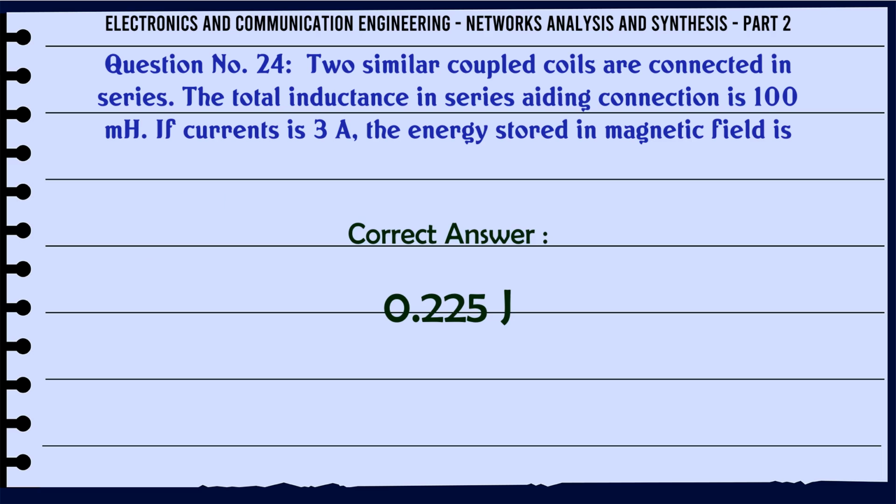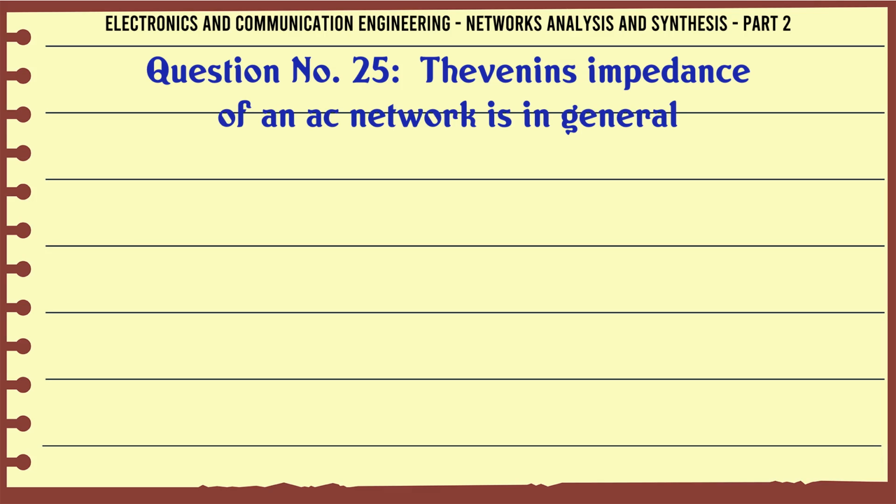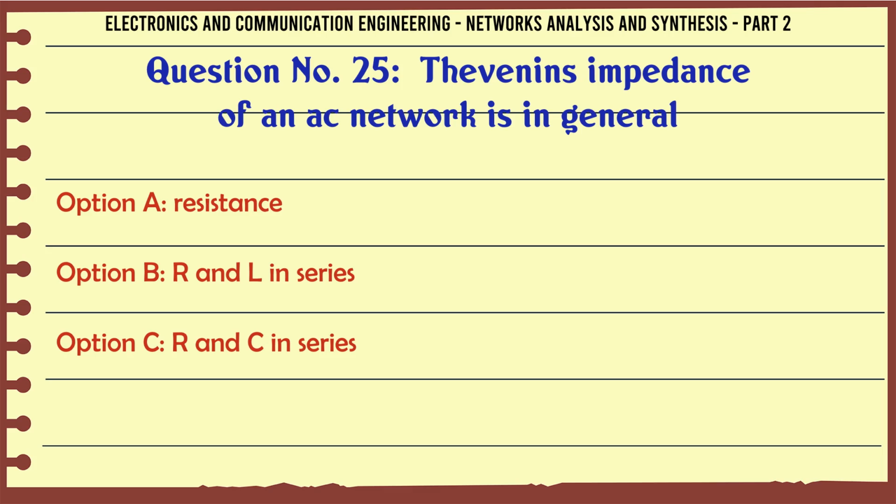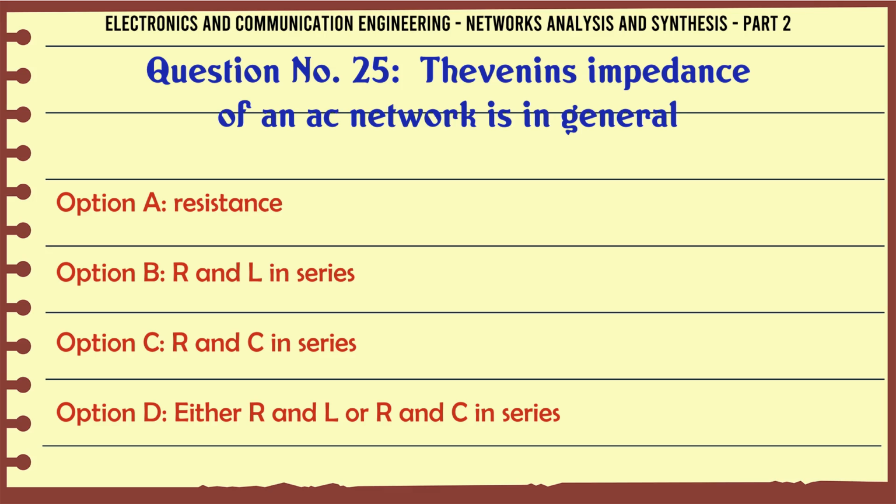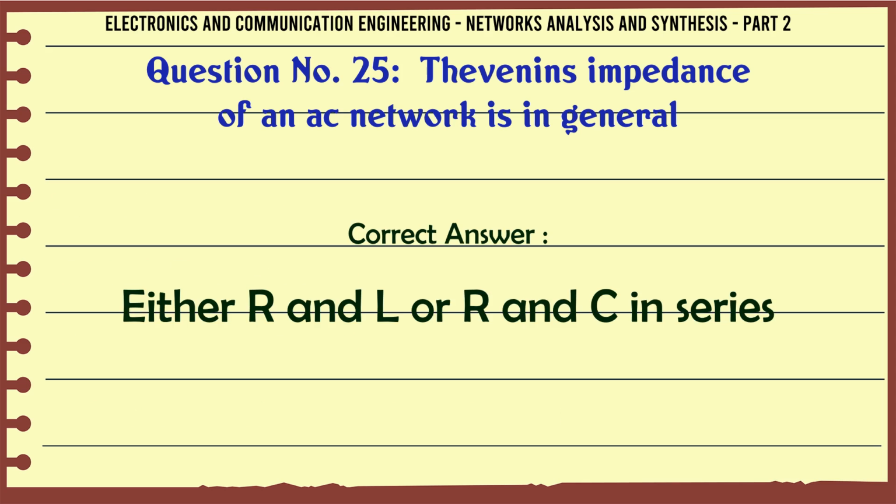0.225 J. Thevenin's impedance of an AC network is in general A resistance, B R and L in series, C R and C in series, D either R and L or R and C in series. The correct answer is either R and L or R and C in series.